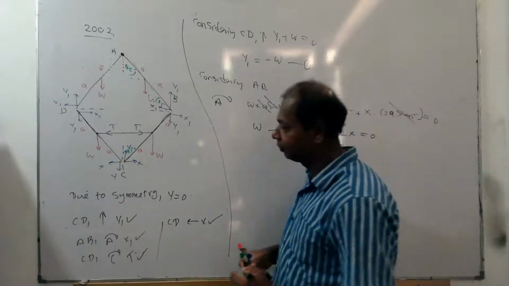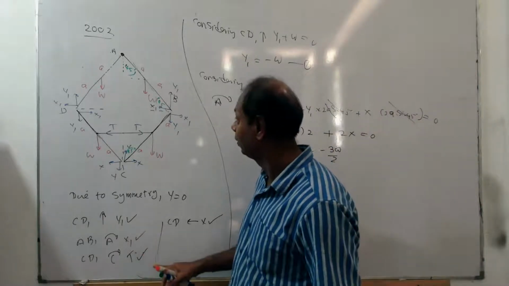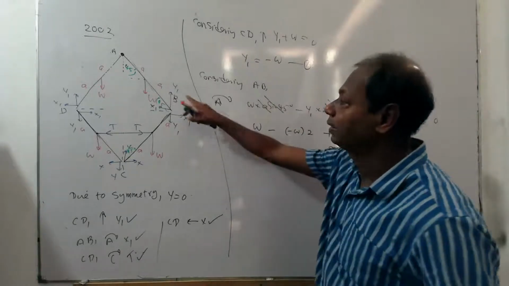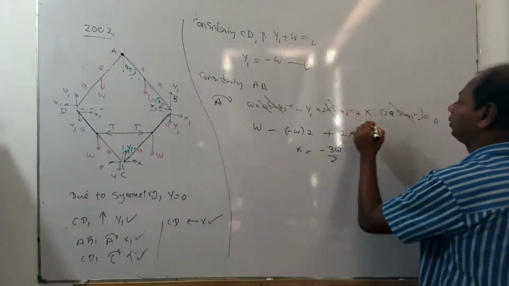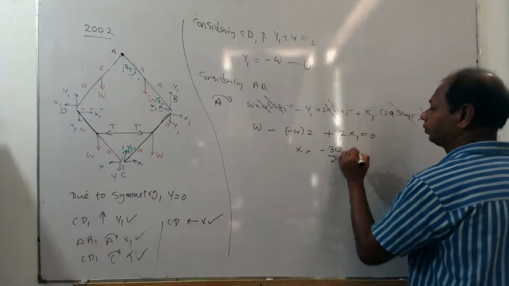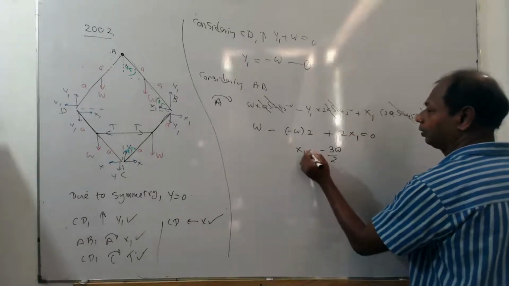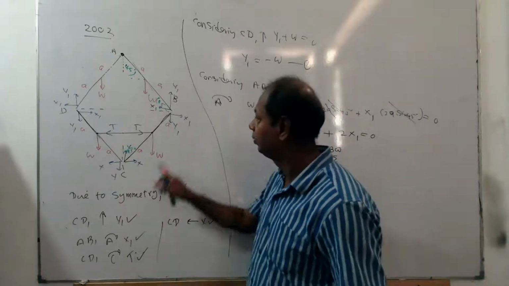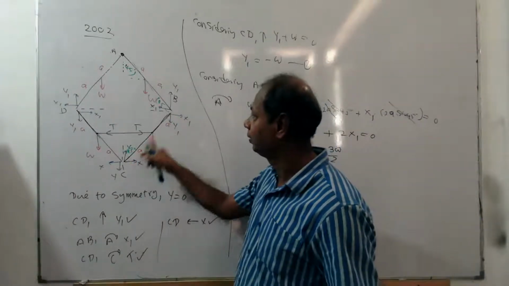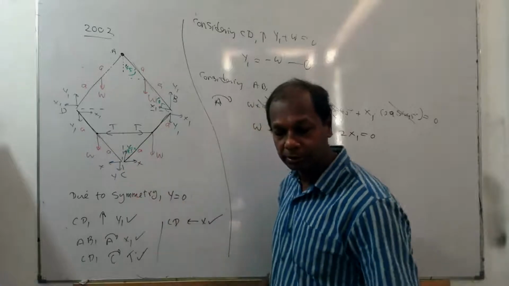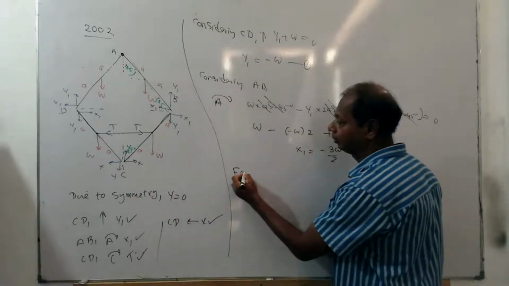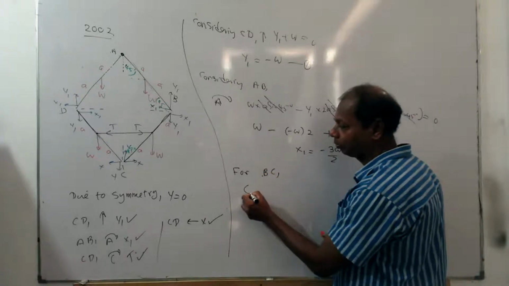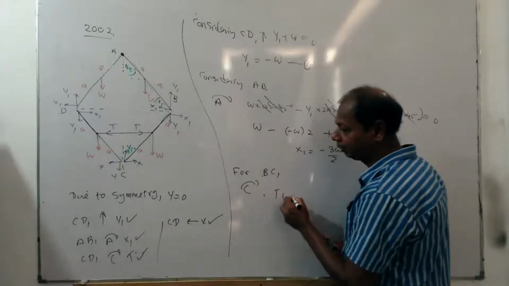We found x1. It is x1. Then, as per our plan, you can find T. You consider BC and take moments about C, and you will get T.